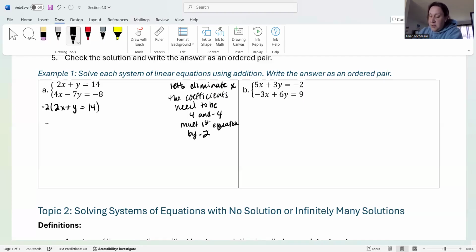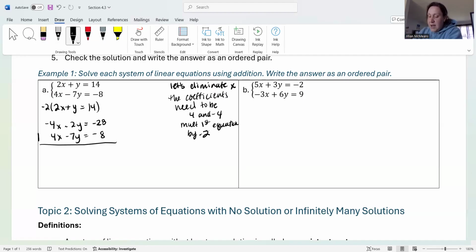So that's going to give me negative 4x plus negative 2y. So negative 2 times positive y is negative 2y, so I'm going to write it as just minus 2y. And then negative 2 times 14 is negative 28. And then the second equation, I'm just going to bring it back down. So I've got 4x minus 7y equals negative 8.